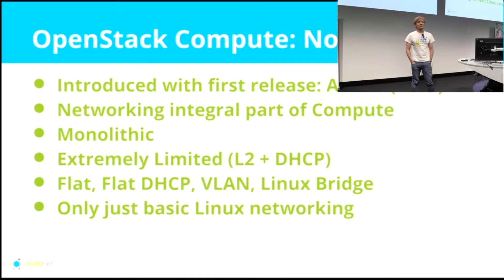Historically, Neutron was a part of Nova, the OpenStack compute project, which was first introduced in 2010. It was monolithic, so they didn't think that networking needed to be an independent project. The features were limited, only L2 plus DHCP. But it was stable, and it did what it was supposed to do. So there are still many customers and clients that stick to Nova.